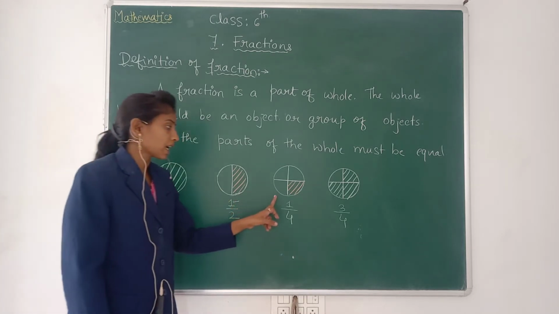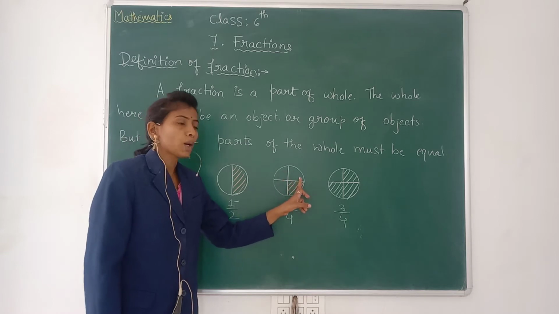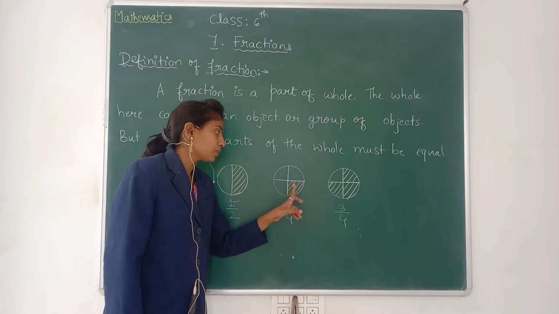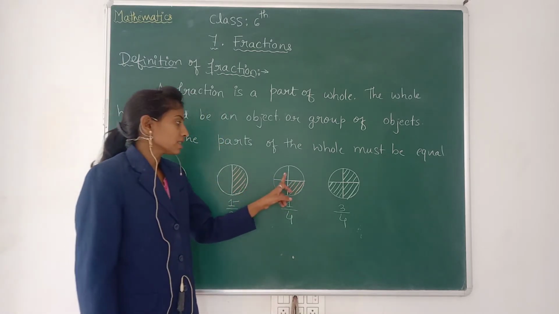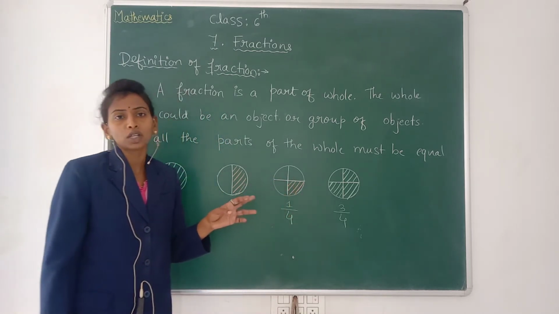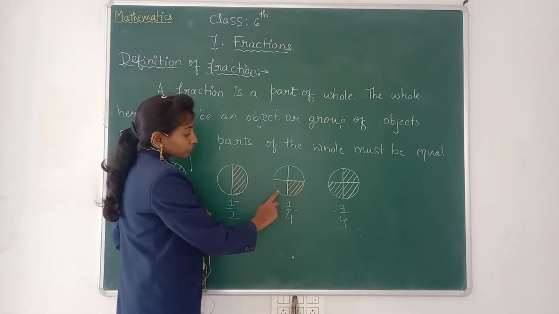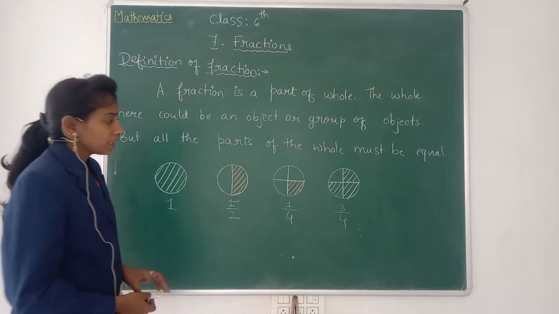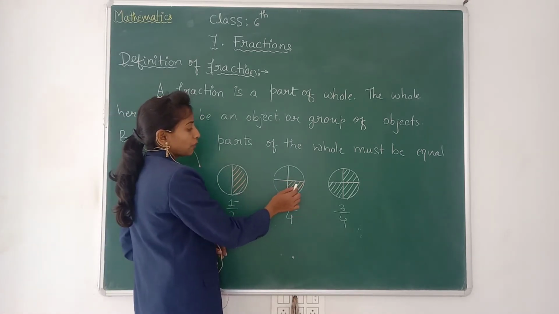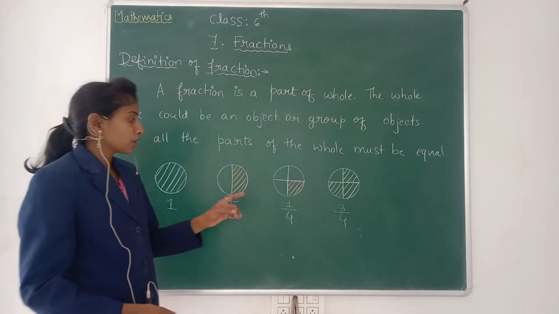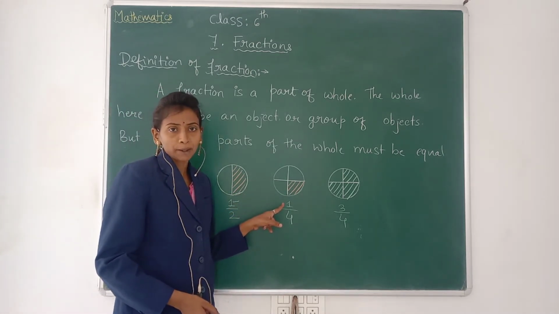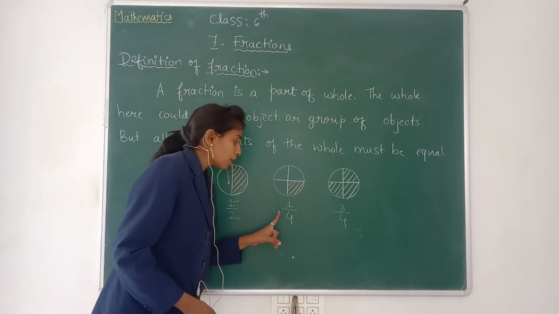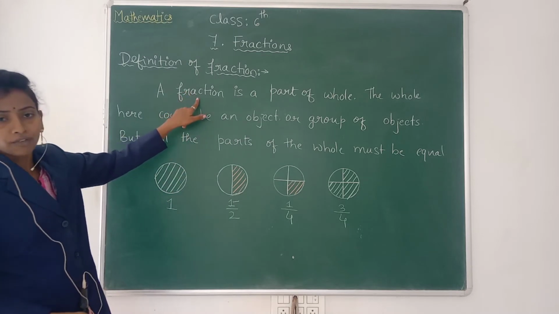In the third diagram, I have made 4 parts in the whole circle. So we have 4 equal parts, having the same area. How many parts you made, you write in the downside. In those 4 parts I have shaded only one part, and that one part you indicate in the upside. That is 1/4, which is called a fraction.